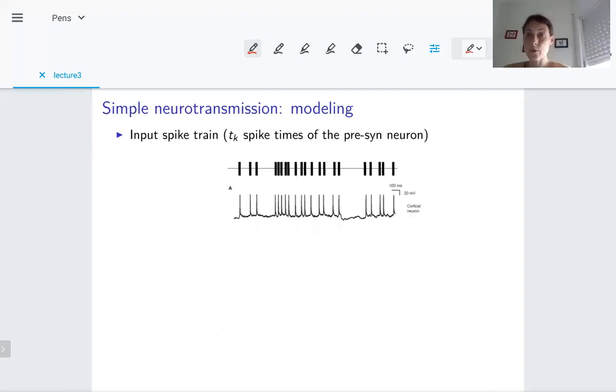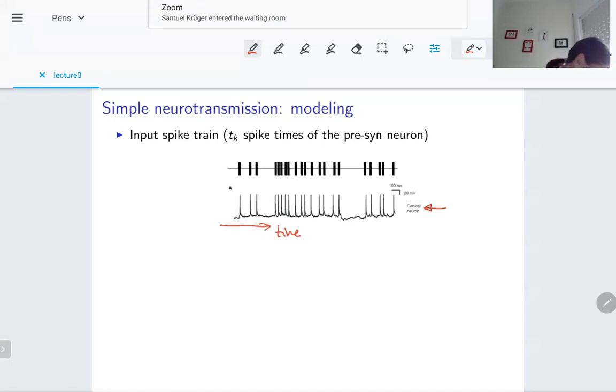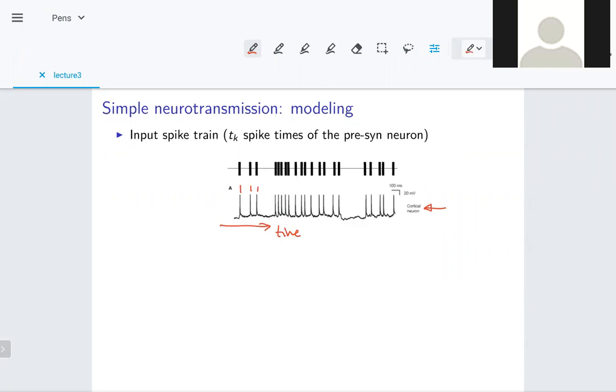Okay, let's see how we model this. What we need is information about when the presynaptic neuron is spiking, or has an action potential, because every time the presynaptic neuron has an action potential, it causes an effect on the postsynaptic one. So basically, we need information about the input spike train, or the spike times of the presynaptic neuron. If this is the voltage trace of the presynaptic neuron, with time on the x-axis, what we care about is the times at which there is a spike of the presynaptic neuron. Every time there is a spike, this will cause an effect on the postsynaptic neuron, in the sense that some channels in the postsynaptic neuron will open and close.